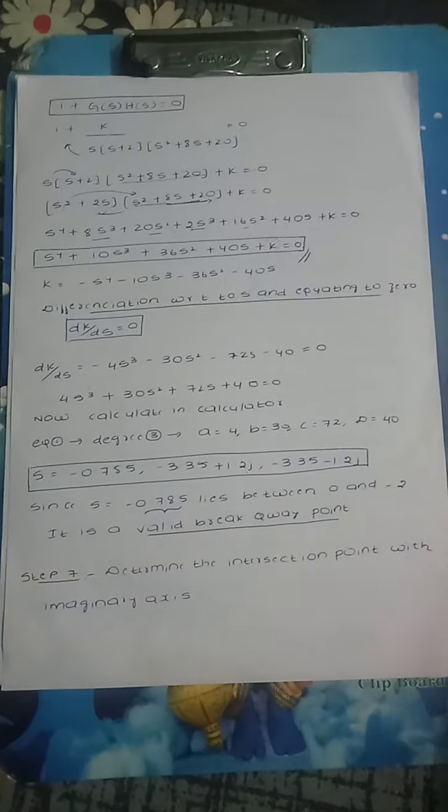Now differentiate with respect to s and equate to 0. dK by ds means differentiate the K equation with respect to s. So s to the power of 4 gives 4s cube, minus 4s cube, minus 3 into 10 is 30s square, minus 36 into 2 is 72s, minus 40 is equal to 0. So you will get 4s cube plus 30s square plus 72s plus 40 is equal to 0. Now it is a cubic equation.